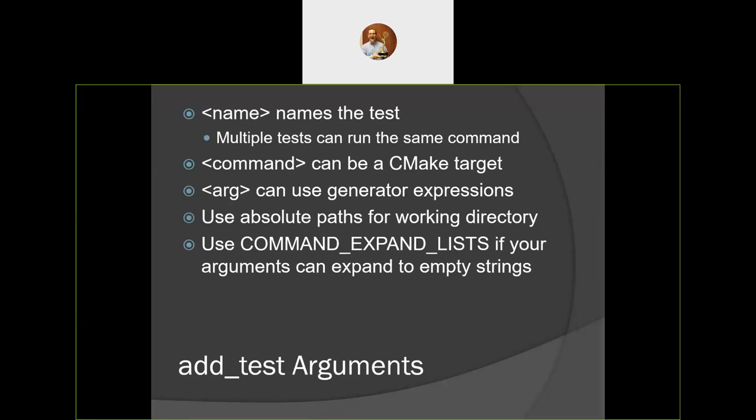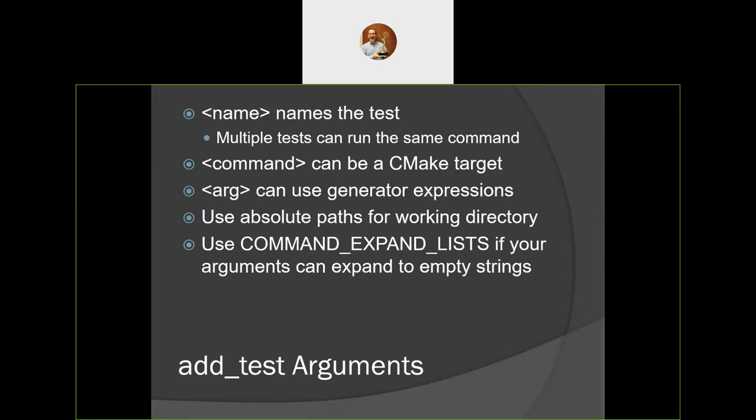Otherwise, you can just use generator expressions. And if they always generate an argument, then you don't need to use the expand lists option. You do want to be careful to use absolute paths if you're specifying the working directory, because if you specify a relative path, it's relative to where CTest is running from, which may not give you what you expect. So it's just best to use absolute paths for the working directory if you specify it.